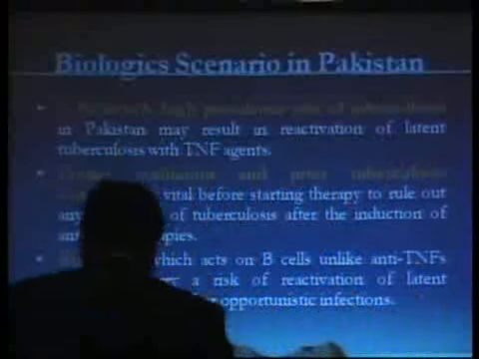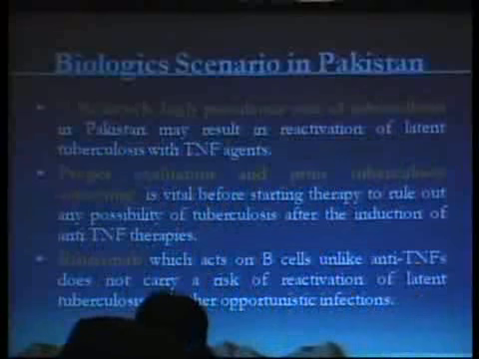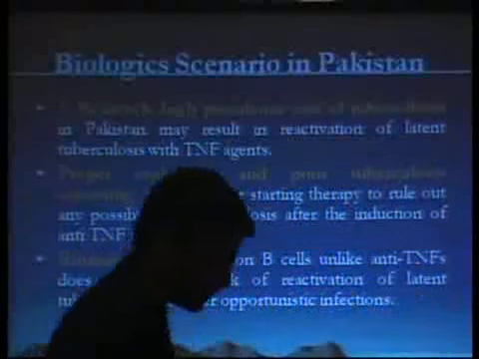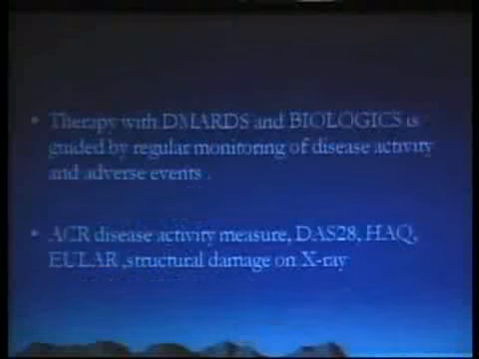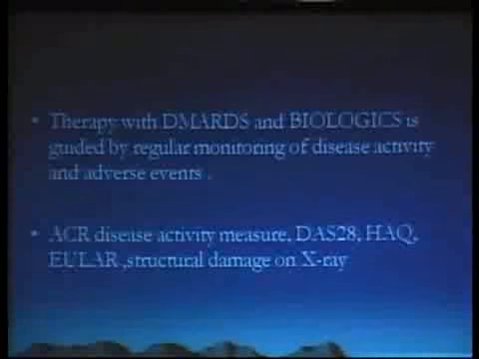Rituximab, which is less costly, costs about a third of the price, acts mainly on B cells, unlike the anti-TNF, and therefore it does not carry a risk of reactivation of latent tuberculosis and other T-cell mediated opportunistic infections. So that is why we're using more rituximab here, because of the cost and because, of course, the prevalence of TB is a factor. But we must make sure that therapy with DMARDs and biologics is guided by regular monitoring of disease activity and also monitoring adverse events or effects.